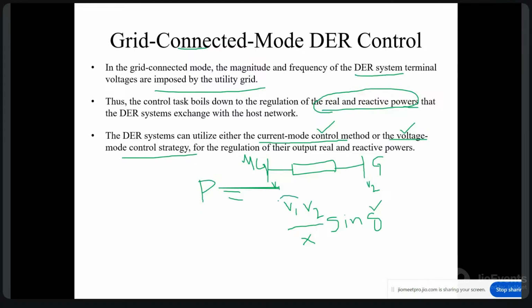Similarly, by controlling the magnitude of V1, V2, because I'm not going into the details as all of us know this. So what is your Q? Q is proportional to, similar equation we can get, right? It is basically V1 square minus V1 V2 by X cos delta, isn't it?